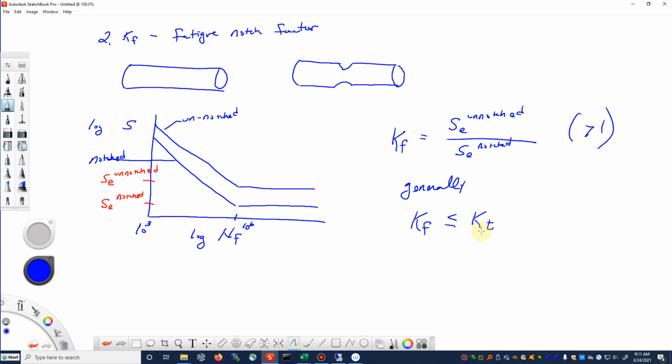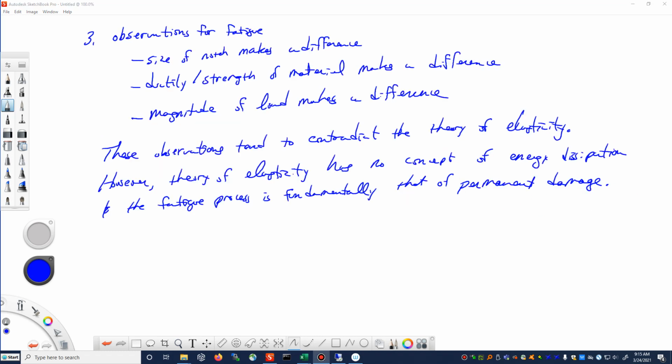There are some other observations we can make about the notched SN curve and the unnotched SN curve. And we can get some more insight as to what goes on at other places besides just the endurance limit based on those observations. So let's list those down and see what else we can say about these SN curves for the notched and unnotched bars. All right, so some observations we can make for fatigue of structures with stress concentrations.